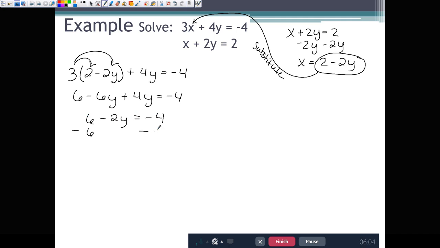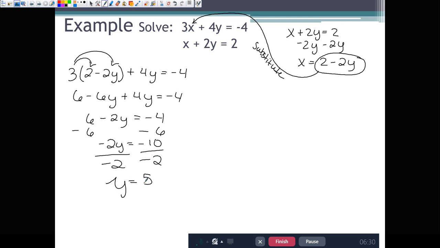Subtract 6 from both sides. So I'm going to get negative 2y equals negative 10. And then I'm going to divide by negative 2. This is solving equations. I'm moving fast here because we've solved equations already. So y equals what? What's negative 10 divided by negative 2? 5. So now that I have my y, I need to find x.